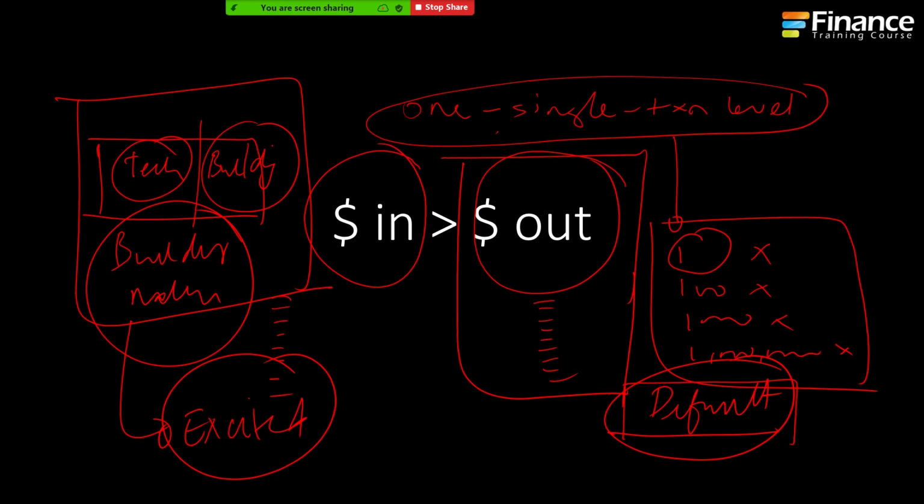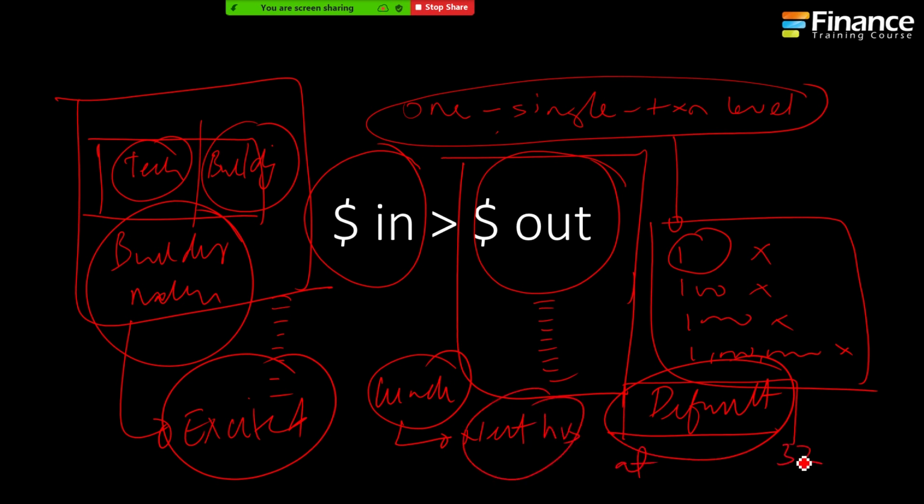Now, let me ask you this in a different way. What is better? Is it better to not charge a customer for lunch and only charge him for net hours at $32 an hour, which is a fully loaded rate? Is this better? Let's call this A.